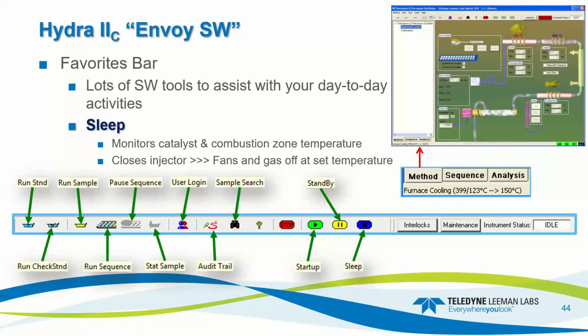And sleep is a good function because once your sequence is over in the software, you can select for your unit to go to sleep. It'll monitor your catalyst and combustion zone temperatures. And so it'll close the injector, and then the fans and the gas will turn off once it gets to that temperature. So it puts itself to sleep at the end of the night. You don't need an analyst to turn the instrument off.